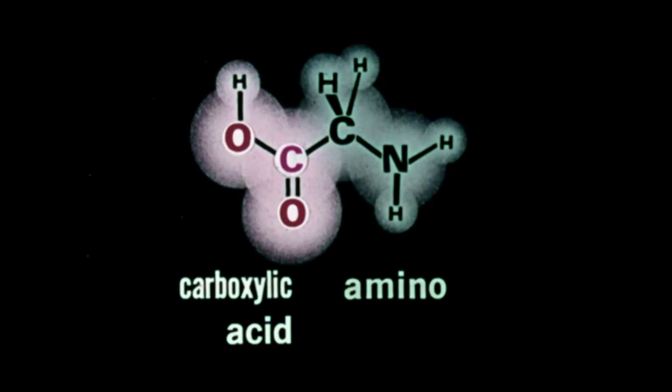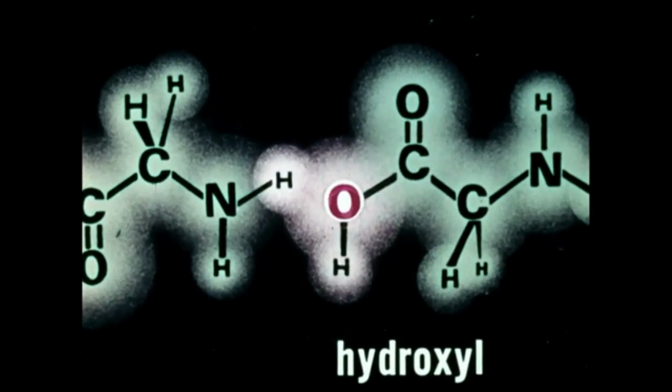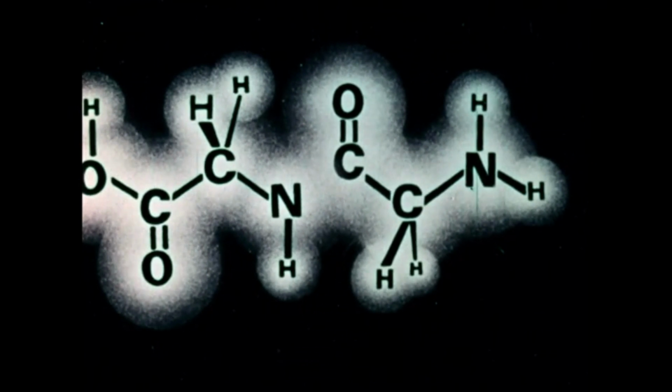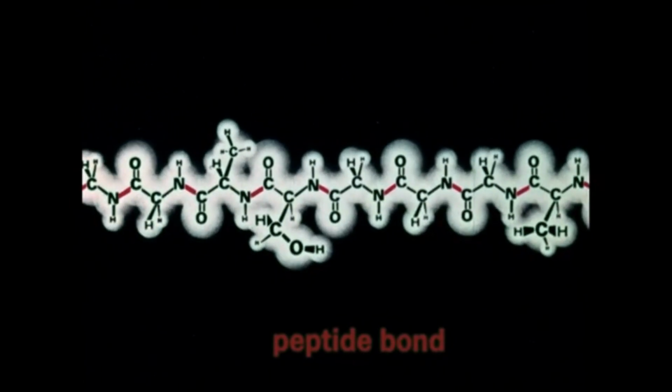One end has an amino group consisting of nitrogen and hydrogen atoms. The other end is a carboxylic acid consisting of carbon, oxygen, and hydrogen atoms. Amino acids will readily form bonds because a hydrogen from an amino end will combine with a hydroxyl group from the acid end to form a water molecule. Then the two amino acids will form a chemical bond. This bond is known as a peptide bond and is the basis on which proteins are built.